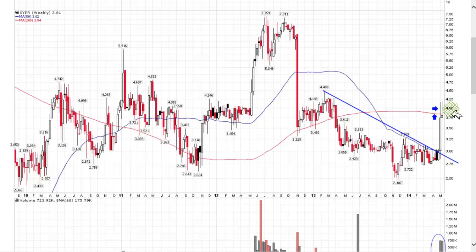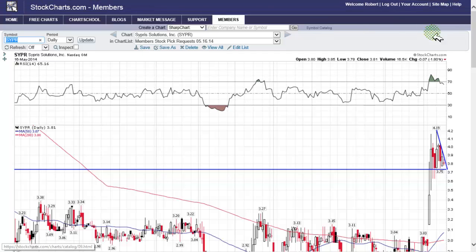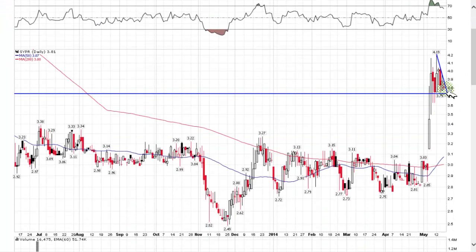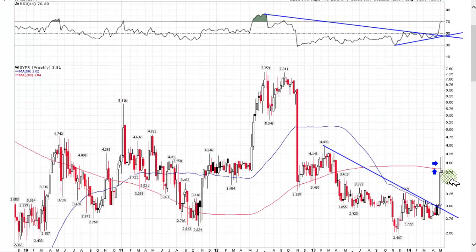So I would wait for a pullback, a better risk to reward entry point, and then I would look to get long of the stock. Let's take a look at the daily chart. The daily chart looks pretty good. It's in a triangle formation. It may continue to break out, but I question it. I really do, because the weekly chart is a more dominant chart.